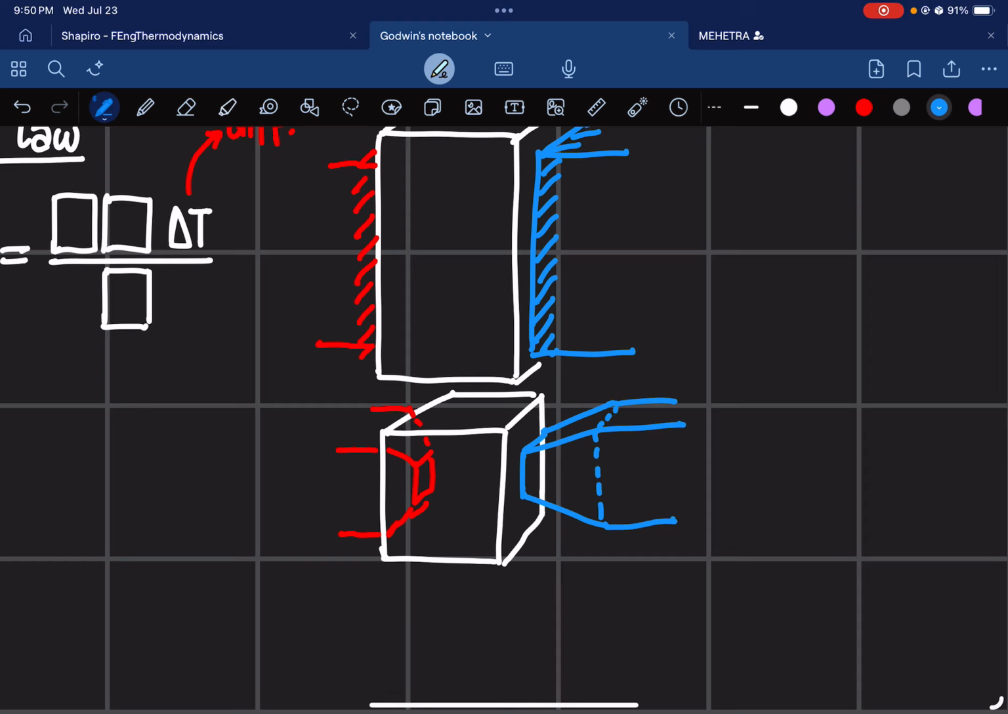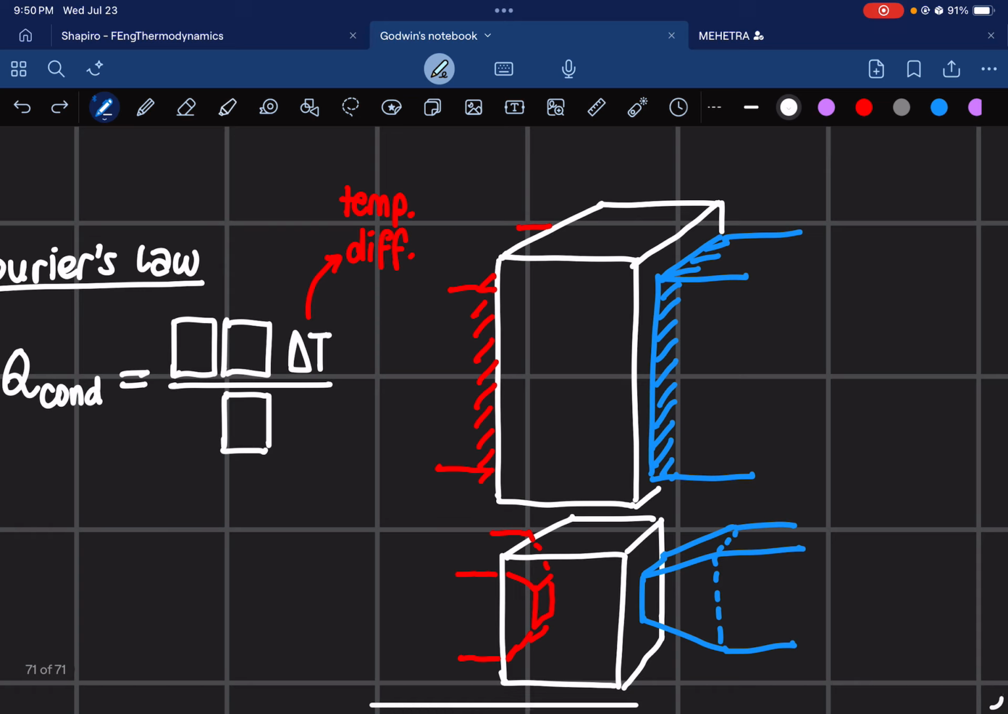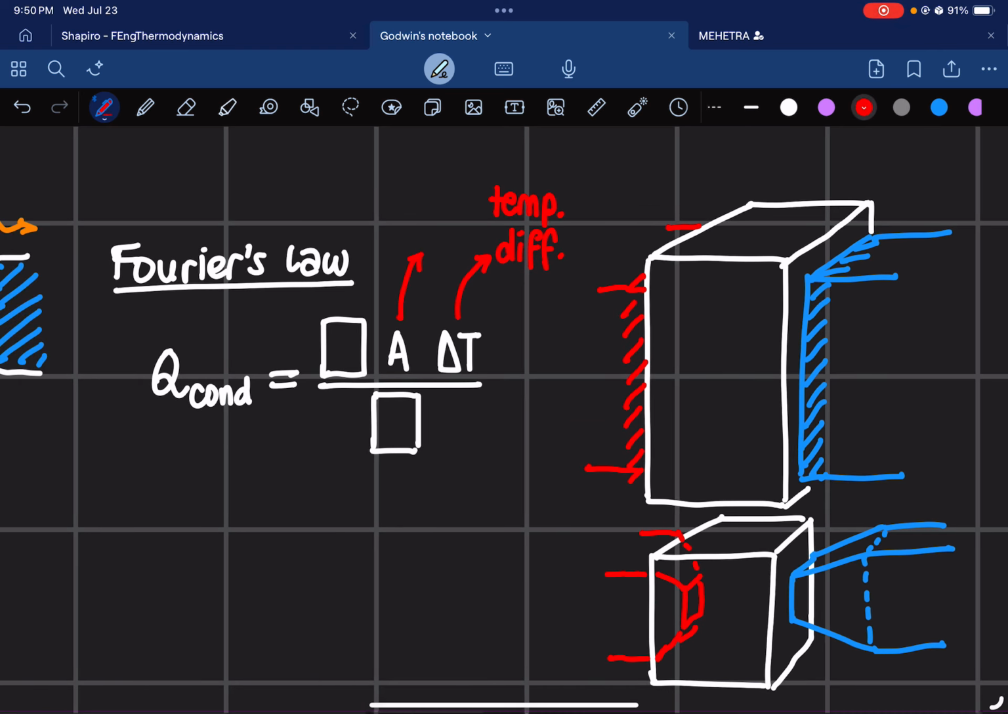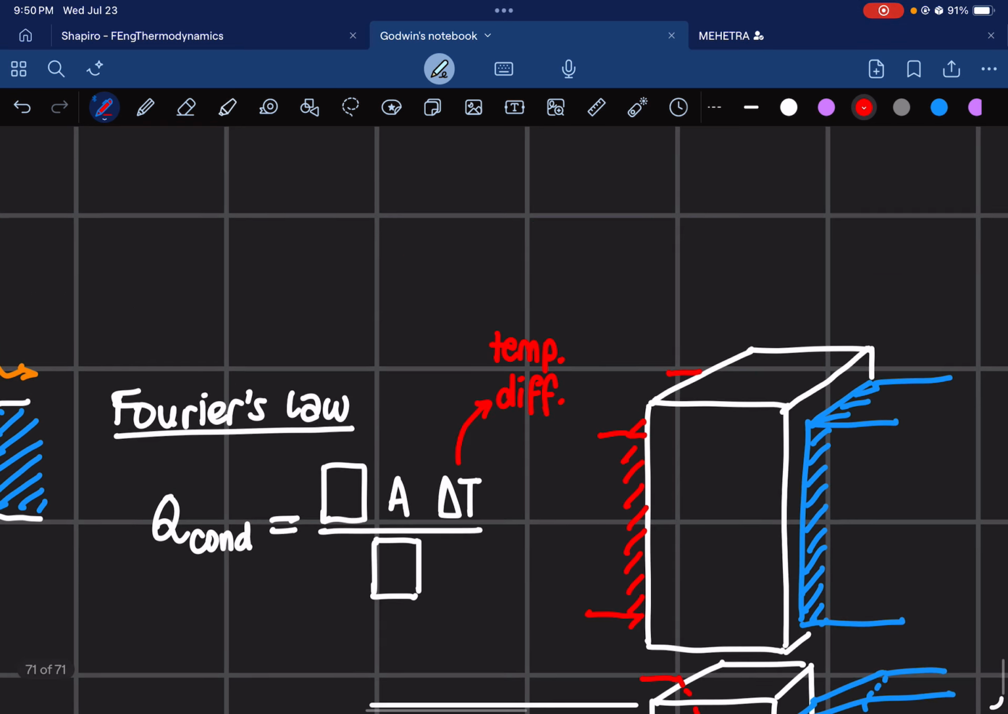Kung itong dalawa lang na ito na area ang magko-contact sa ating conductive surface, of course, the amount of heat that was transferred will decrease, which leads us to the second part of our equation, which is going to be area. The contact area. Sabihin na lang natin, the contact area.